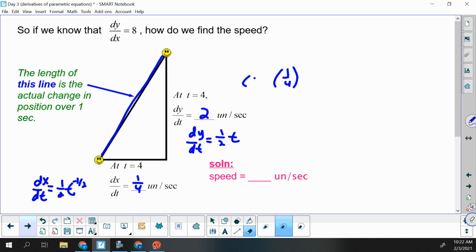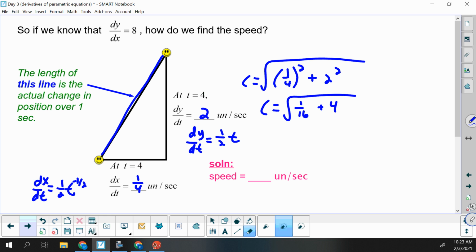So we'll call that C. We'll say C is the square root of 1/4 squared plus 2 squared. Well, that means c is the square root of 1/16 plus 4. So that means it's equal to the square root of 65 sixteenths. Or in other words, the square root of 65 over 4, not under the square root. So that means our speed at that instant is square root of 65/4 units per second.